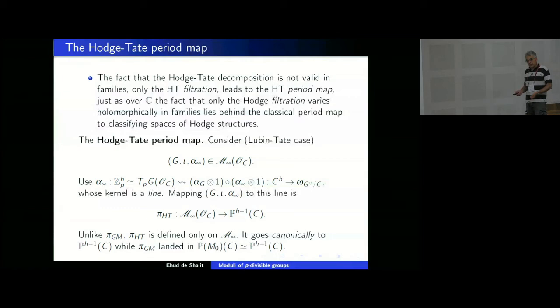And two remarks: unlike the Grothendieck-Messing period map, the Hodge-Tate map is defined only at the top of the tower. You really need the trivialization to define it. And it goes canonically into P^(h-1) of C, into a Grassmannian, while the Grothendieck-Messing period map landed in the Grassmannian of all lines in M_0, which was also P^(h-1), but only once you fixed coordinates on your M_0. So there are subtle differences, and the two things, of course, should not be confused with each other.